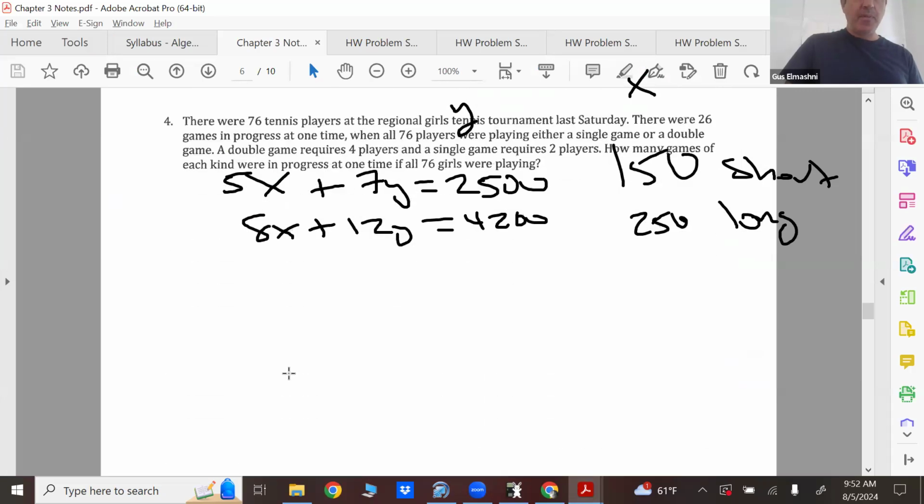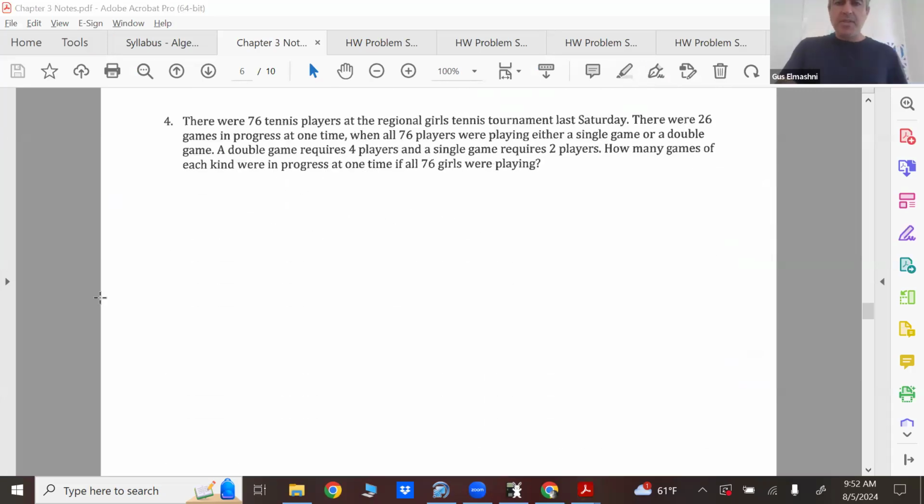Okay, lastly, number 4. 76 tennis players at a tournament, 26 games were in progress at one time when all 76 players are playing either a single or double game. Double game requires 4 players, single requires 2. How many each kind were in progress at one time if all 76 girls were playing? So X will be the number of single games. Y will be the number of double games. The 26 games being played. Easy peasy.